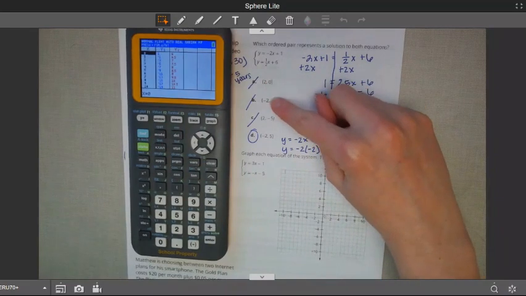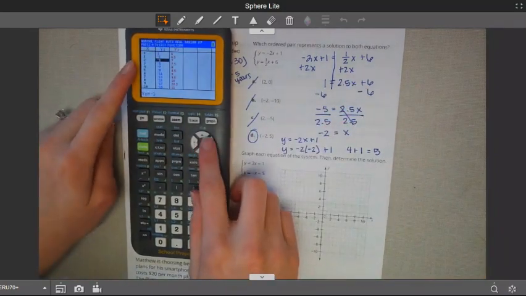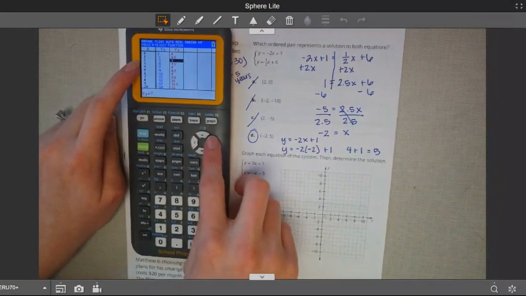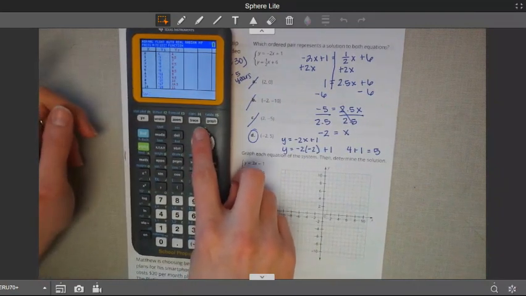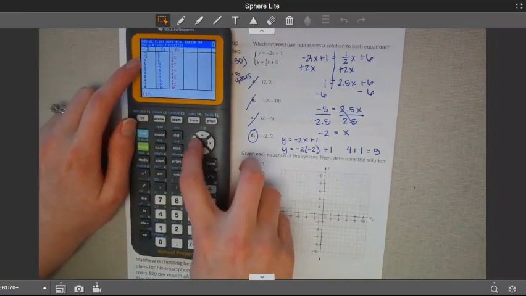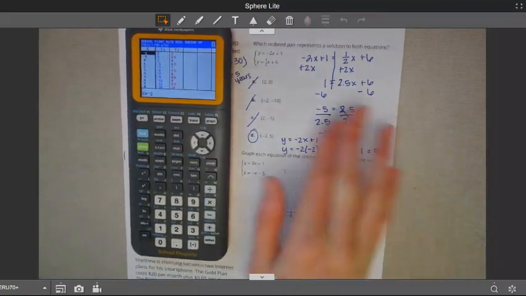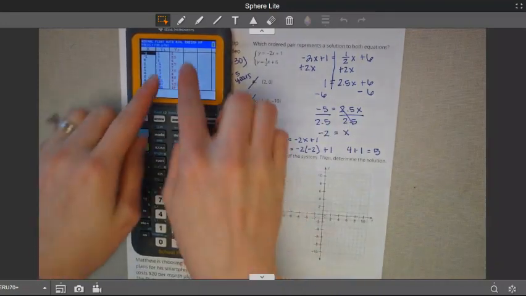Now, based on my answer choices, I know it's either going to be at 2 or -2. So if I look at 2, these are not equal. One of them is -3, one is 7. So if I scroll up to -2, I see that both of them are 5, so the answer would have been -2, 5. You can always solve this by finding where they're equal in the table.